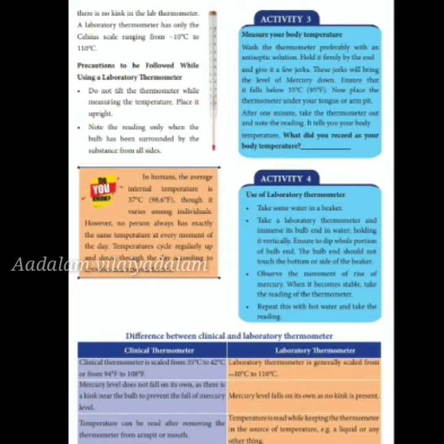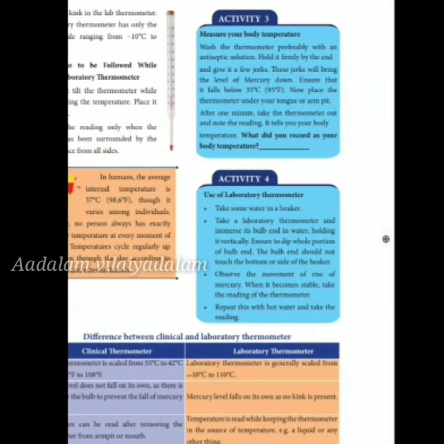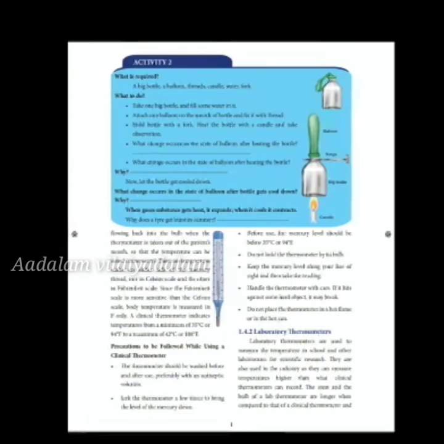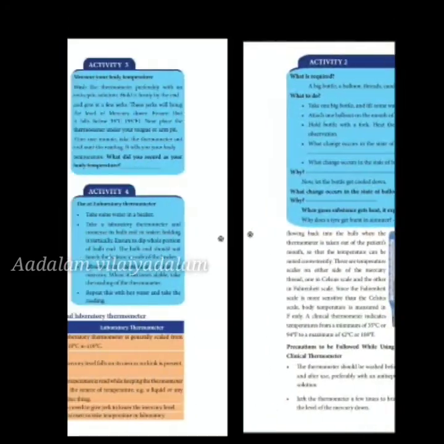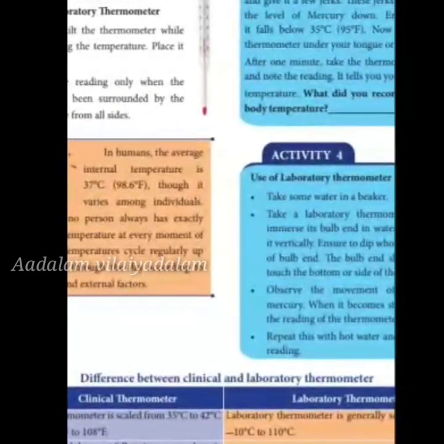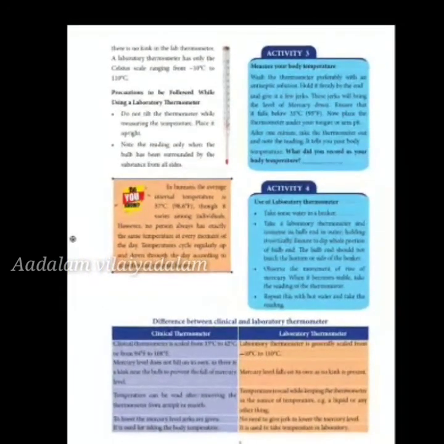In the clinical thermometer, the mercury level does not fall on its own as there is a kink near the bulb to prevent the fall of mercury level. Here, in the laboratory thermometer, the mercury level falls on its own as no kink is present. Kink means the mercury line has a curve to stop the flow in this thermometer. In this thermometer, you don't have a curve, that is, a kink.